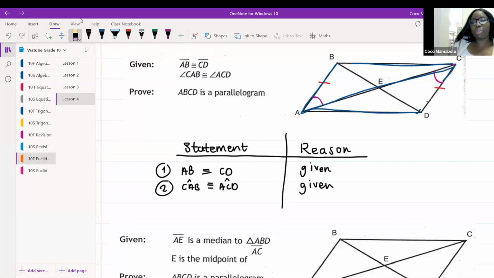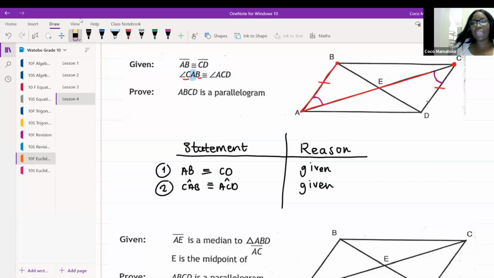Then it says, please repeat number 2. Okay, here's what it says. It says angle CAB. Normally when they write CAB, what they're actually saying is the angle A that is made by sides C and B. So there's C and there is B, and the angle in between the two of them is this angle. That's what they're giving us.